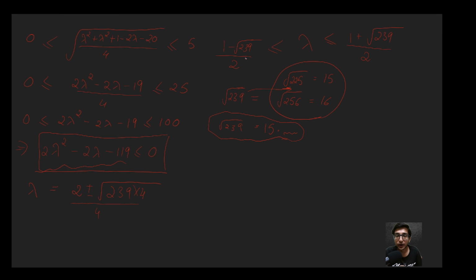So let us assume 15 point something something in both these equations and find out what lambda would lie from. If I put 15 point something from here to here, this would become 1 plus 15 point something something, this would make it 16 point something something, divided by 2 would make it 8 point something something. And here, if I put 15 point something minus, there is a 1 here, so it would become minus 14 point something something divided by 2, so we would get minus 7 point something something. So basically the range of lambda is lying from minus 7 point something something to 8 point something something.